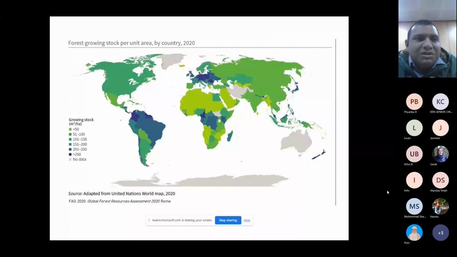So this is the growing stock. This growing stock is very important because there was a question from somebody about how drones will be used for climate change. Because from the growing stock only, we will be estimating the carbon. What is the carbon stock of every forest? So again, you can see over here, the same countries, Brazil, Congo, they all have more growing stock per unit area when compared to other areas.